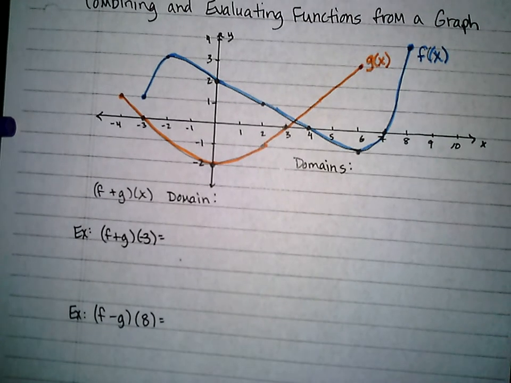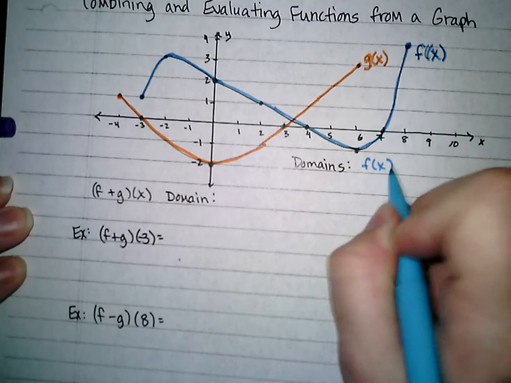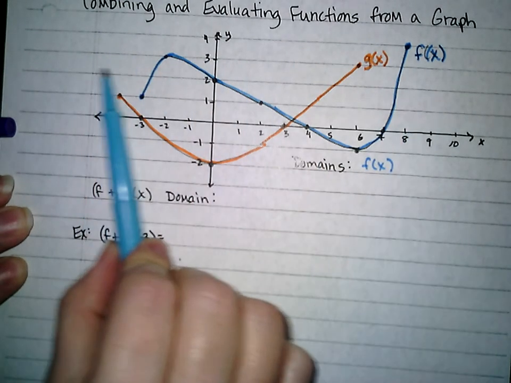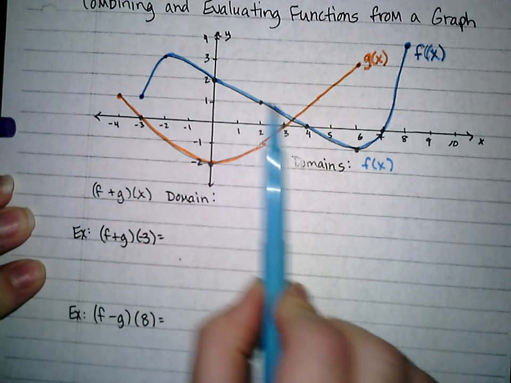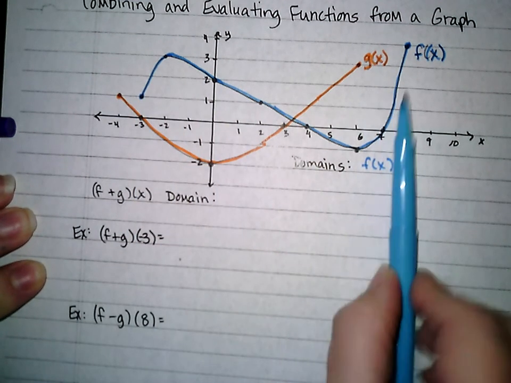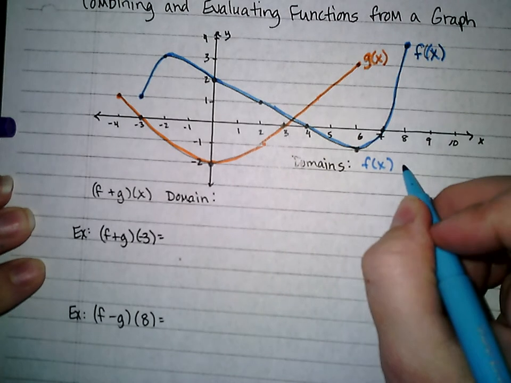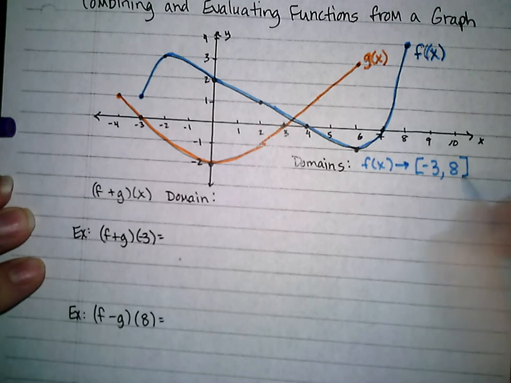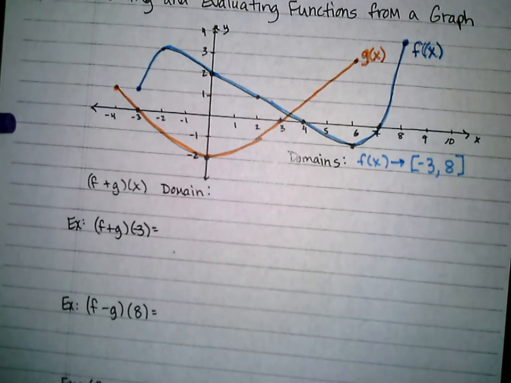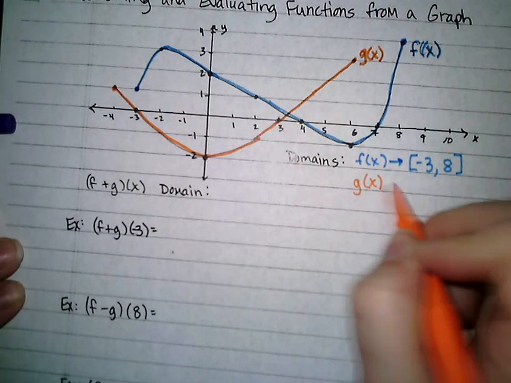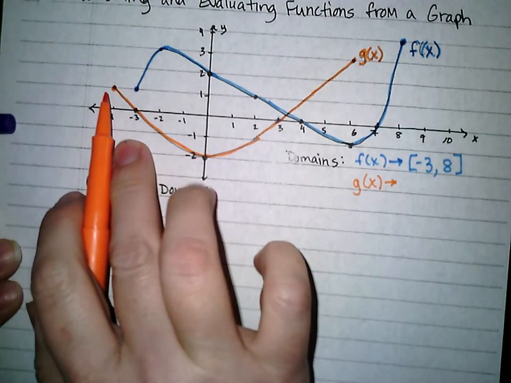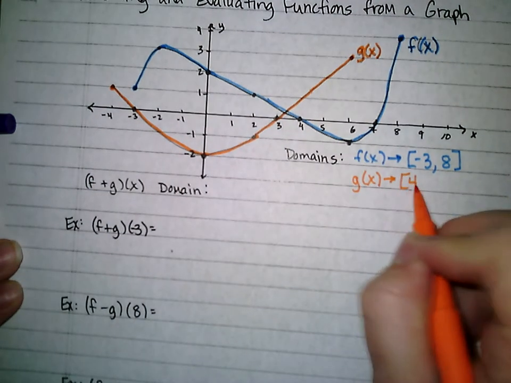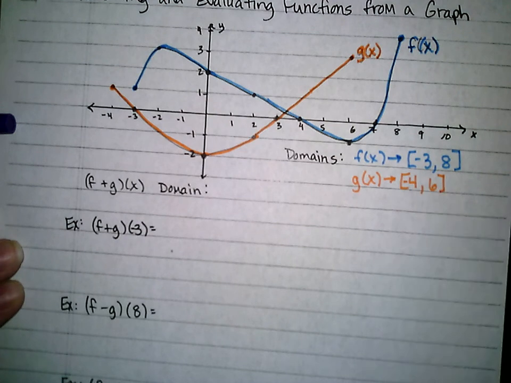So let's look at our domains. So the domain for f of x, if we scan our graph left to right, the function starts at -3 and is continuing all the way until x is 8. So that domain for f of x would be from -3 to 8, including both endpoints. For g of x, it first starts at -4 and its last x value is 6. So -4 to 6, including both.